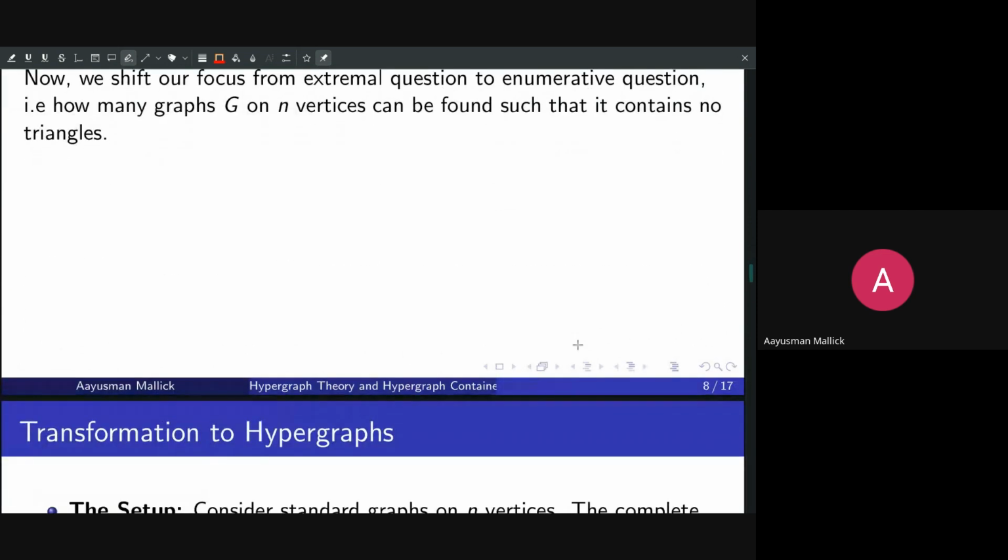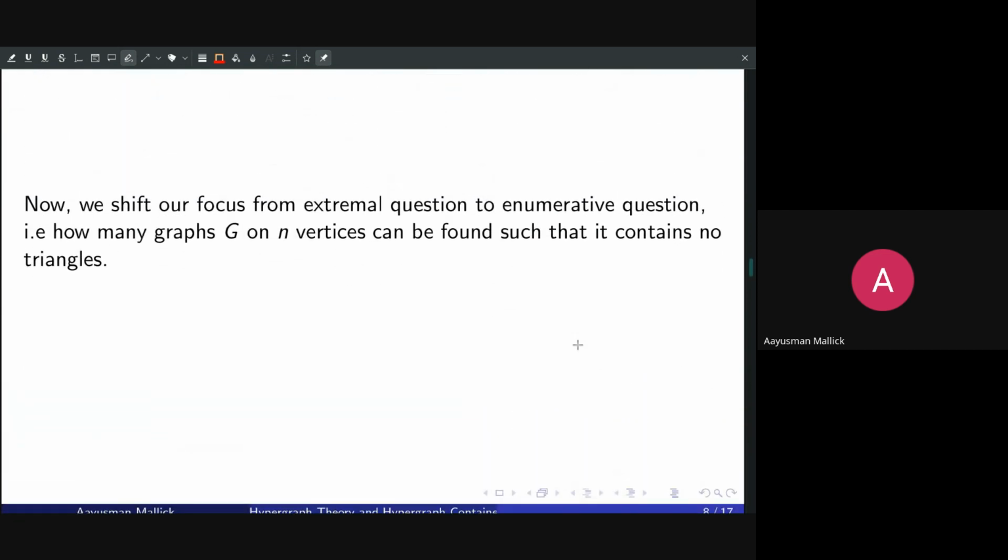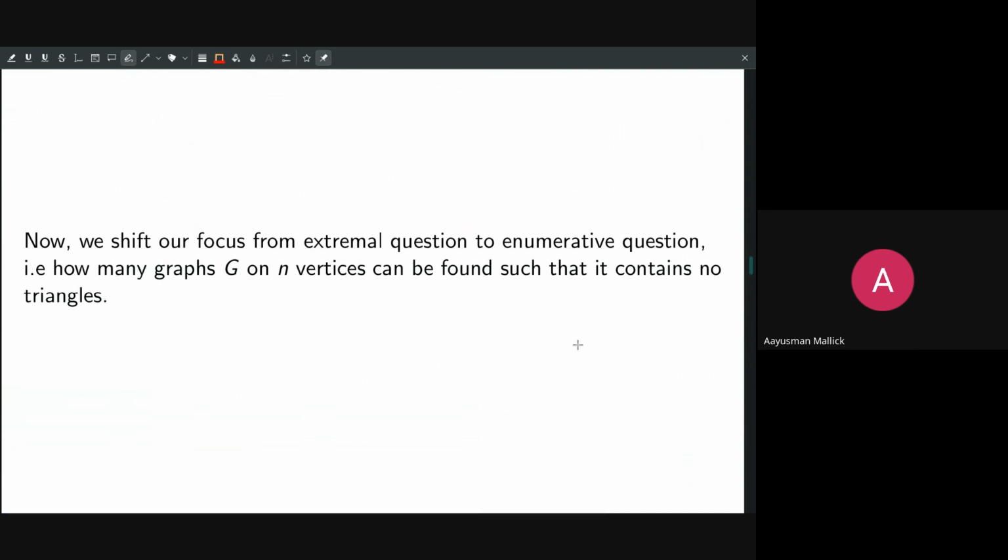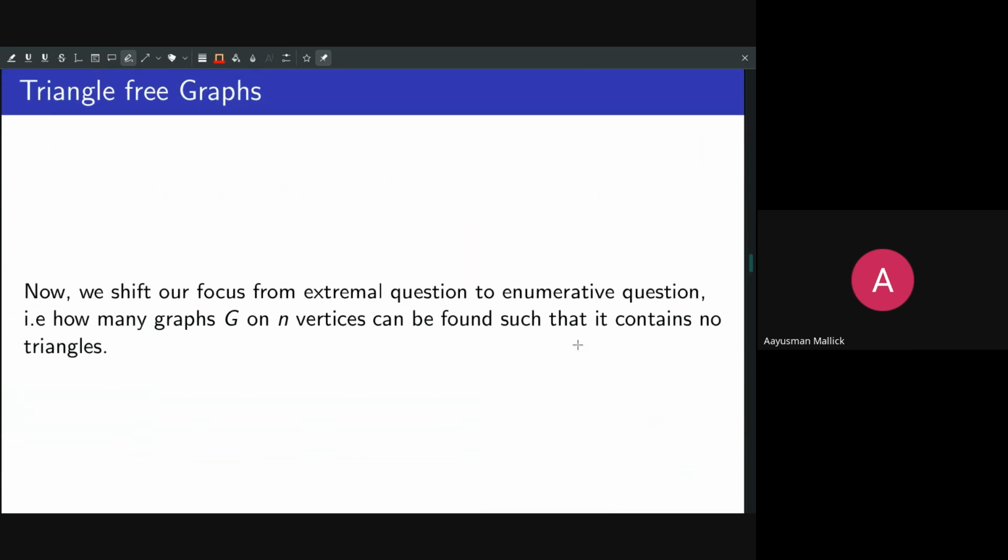So this is our focus, and now we use hypergraphs to count this. Can you guys think of any way in which we can count the number of triangle-free graphs which we can get for n vertices?